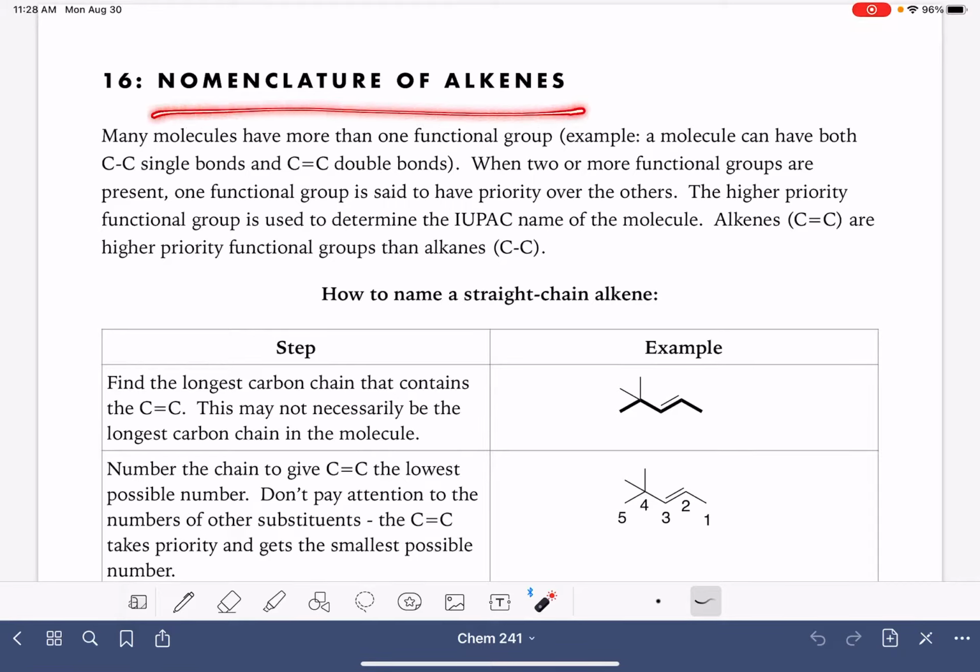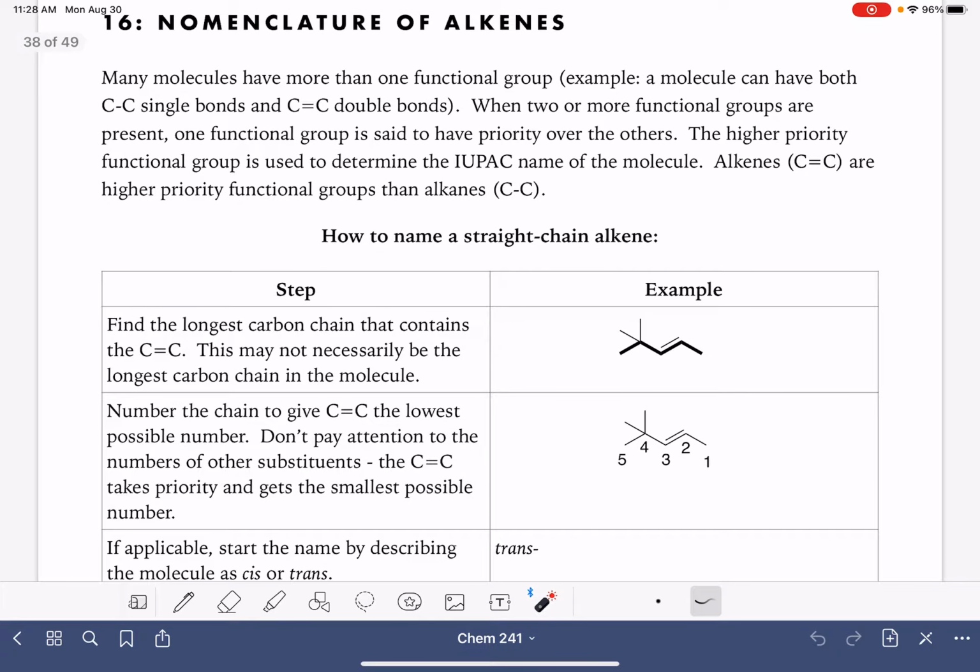Let's practice naming alkenes. The first step in naming an alkene is to find the longest carbon chain that contains the carbon-carbon double bond. This is not necessarily the longest carbon chain in the molecule, it's just the longest carbon chain that includes the carbon-carbon double bond. Once you have found that longest chain, you're going to number the chain in such a way that it gives the carbon-carbon double bond the smallest possible number.